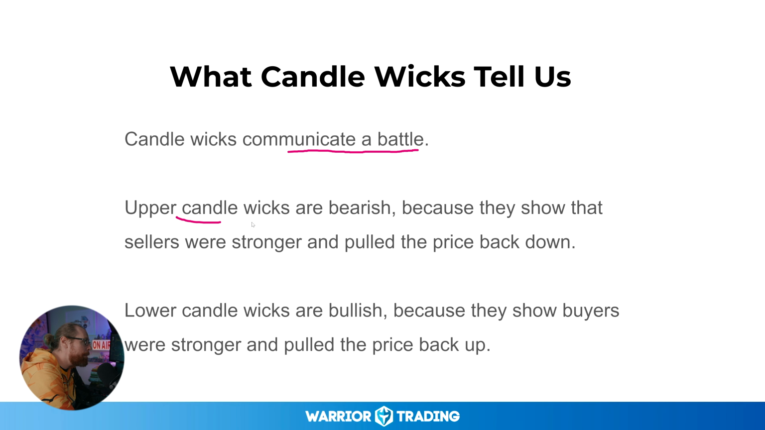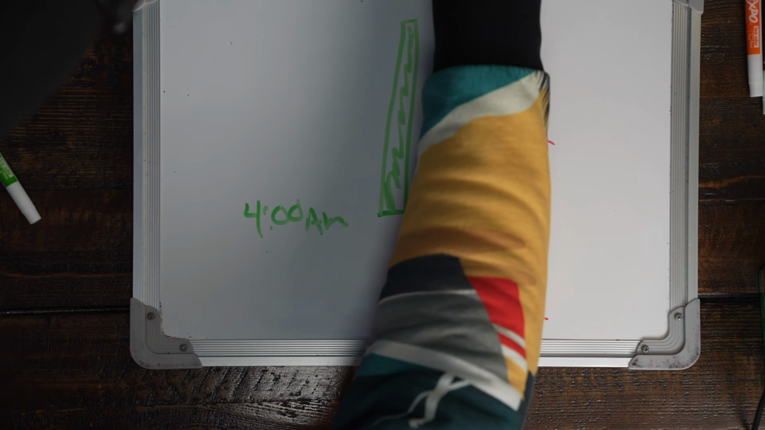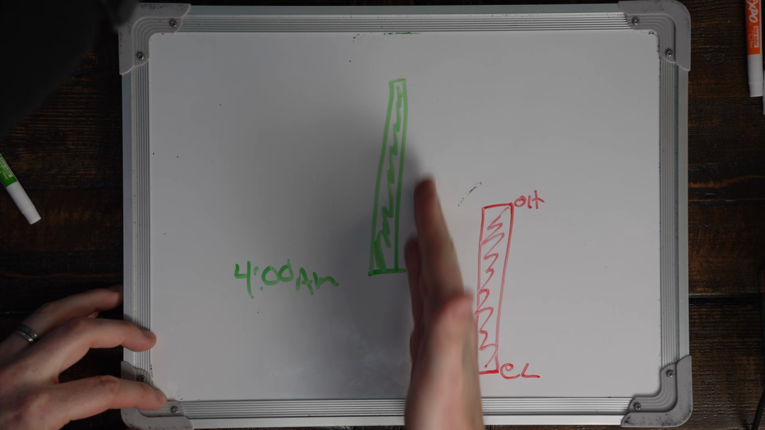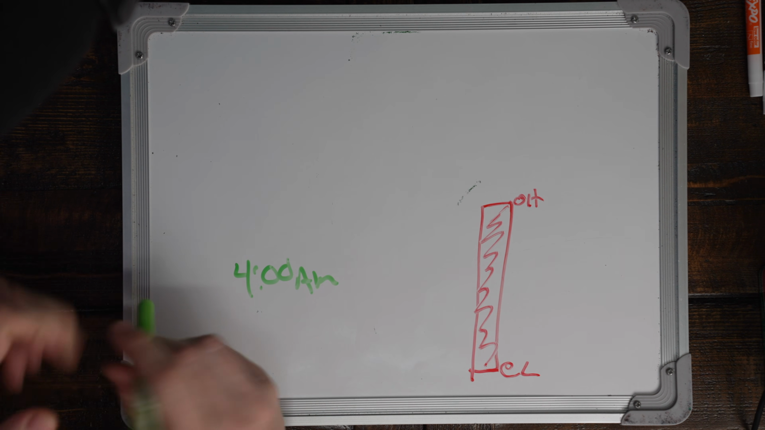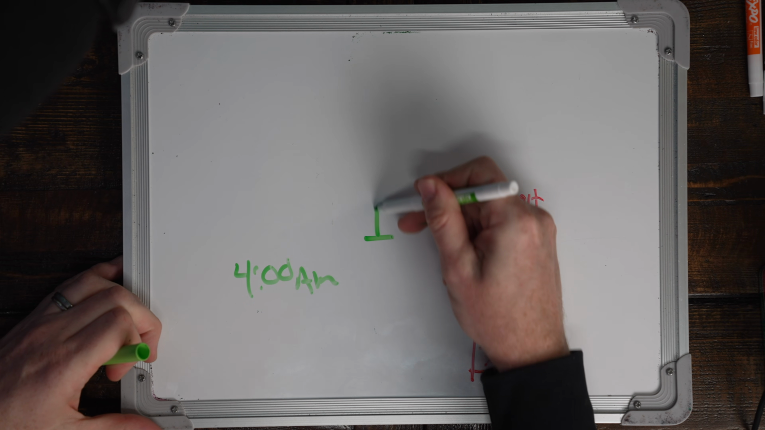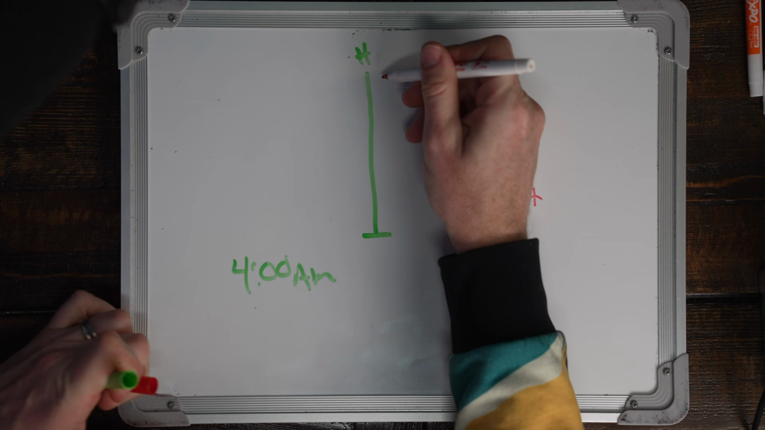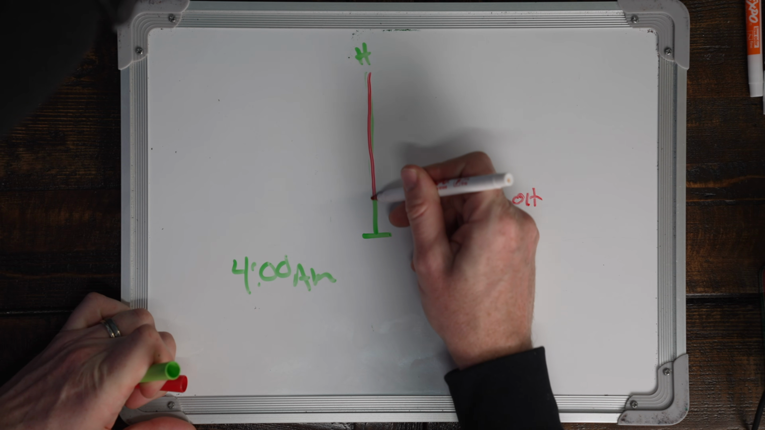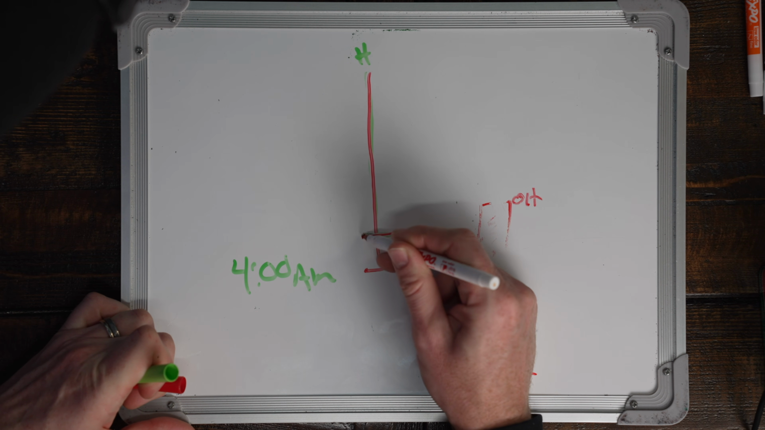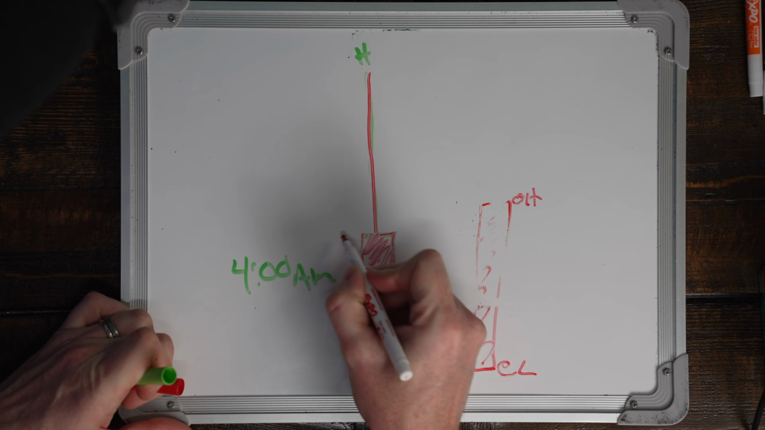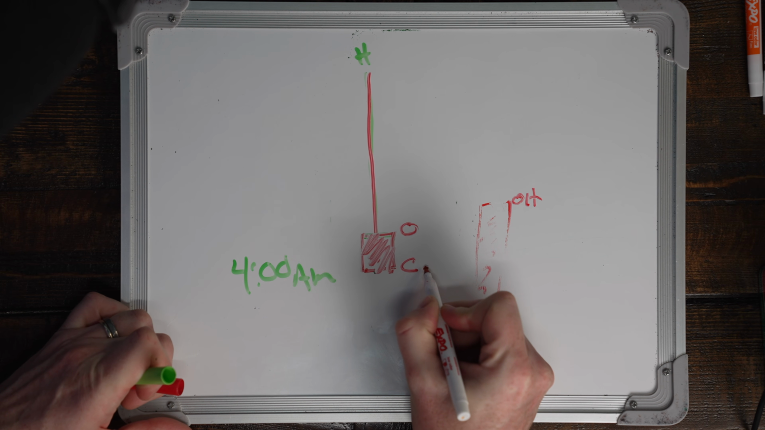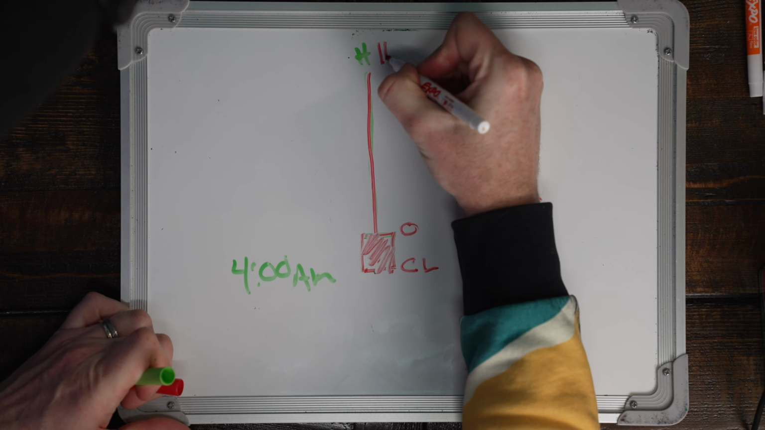A large upper candle wick is bearish. It's bearish because it shows that the sellers were stronger. They pulled the price back down, right? Although we had the squeeze up, so let's say we've got the open right here, we get the squeeze up all the way to here, to the high, but then the sellers came in and pulled the price all the way back down. Imagine if it came all the way to red. So that means this was the open, this was the close, this was the low, and this was the high.